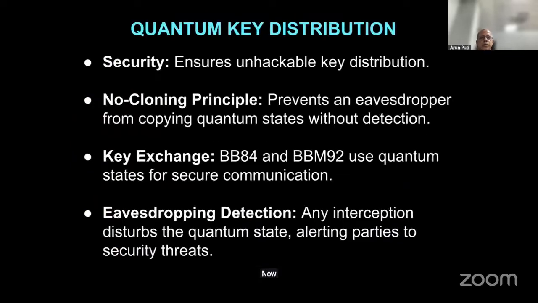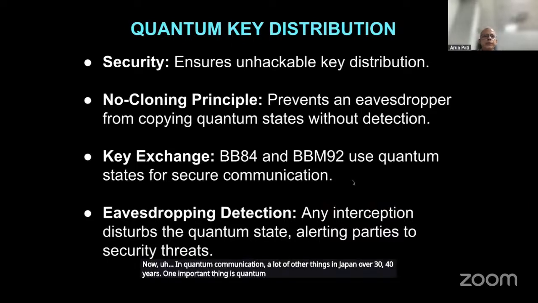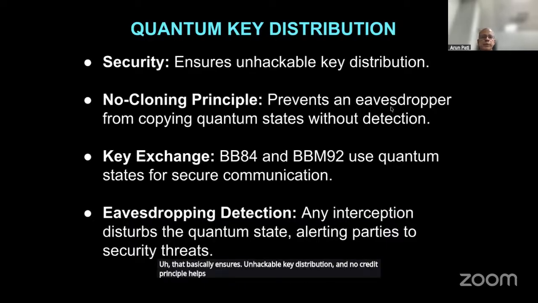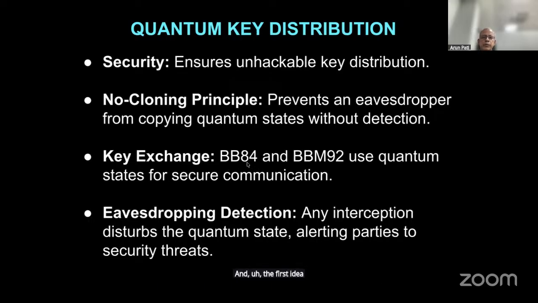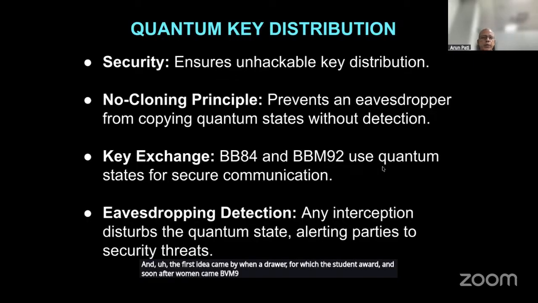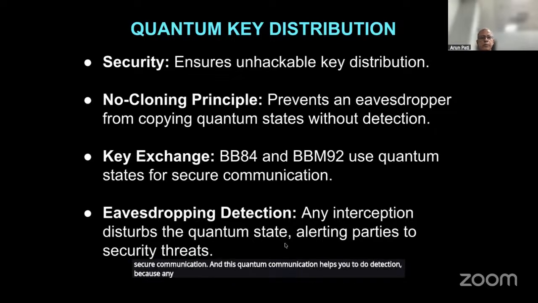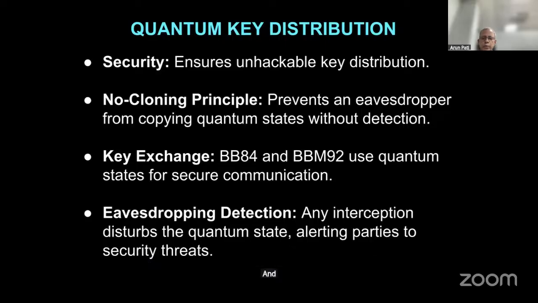Now, in quantum communication, a lot of other things have happened over the last 30-40 years. One important thing is quantum key distribution. That basically ensures unhackable key distribution, and the no-cloning principle helps prevent an eavesdropper from copying a quantum state without detection. The first idea came from Bennett and Brassard, for which they received the Turing Award, and soon after, the BBM92 and Ekert protocols also came for secure communication. Quantum key distribution helps with eavesdropper detection, because any interception disrupts the quantum state, which alerts the parties involved, and they abort the protocol.